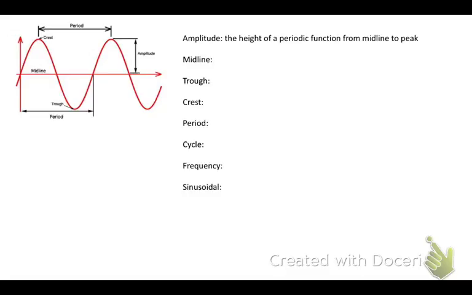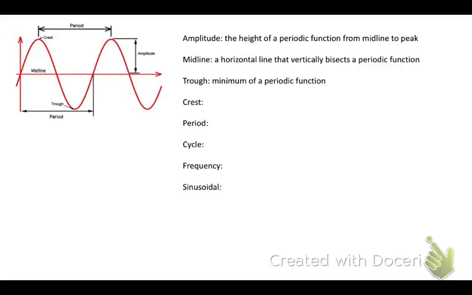So the sine wave is periodic because after that one cycle that we just drew, it's going to repeat that, and it's just going to continue to repeat that. And then the midline is the horizontal line that vertically bisects a periodic function. Bisects means it cuts it in half. So it splits the function in half.